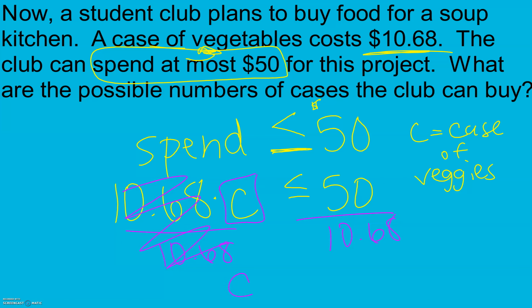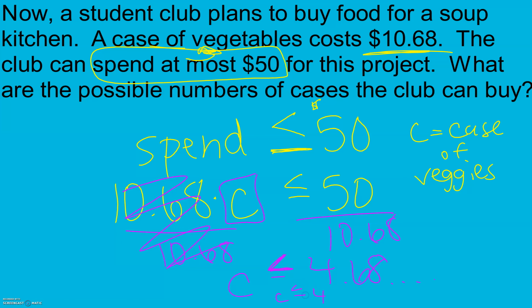Since I divided by a positive number, I bring down my inequality. And when I take 50 divided by 10.68, I get 4.68, and then some more digits there. But we can't buy exactly 4.68 cases. We're going to buy whole number amounts of cases. So here, since we need less than that amount, we're going to take this down to 4.